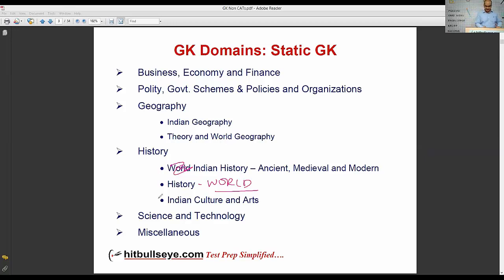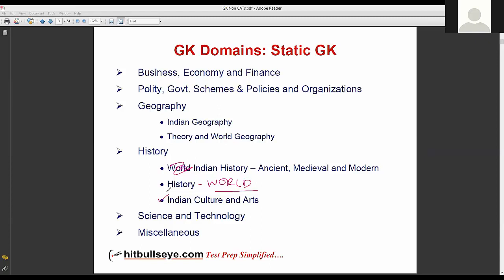Next is a very critical section, which most of you would find a very hard time to study and find materials from, which is Indian culture and arts, right? So again, this is an area which really troubles MBA aspirants. Again, you would have to really focus on these.